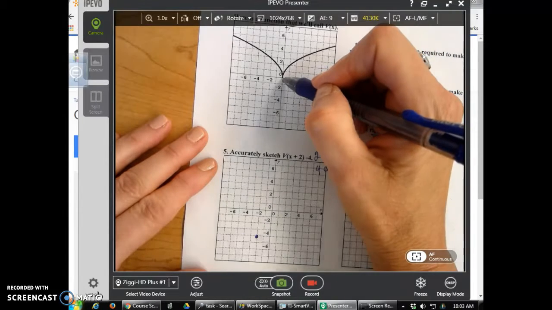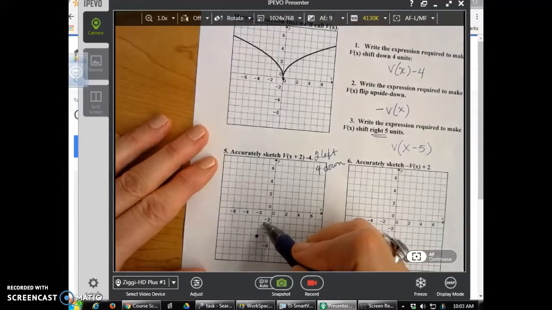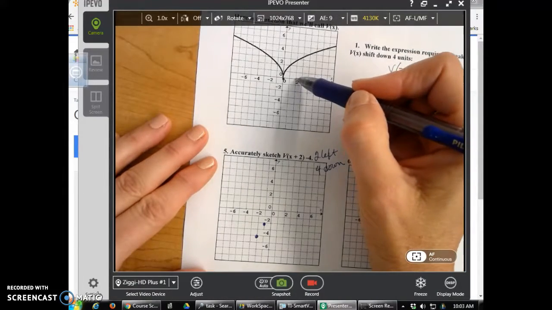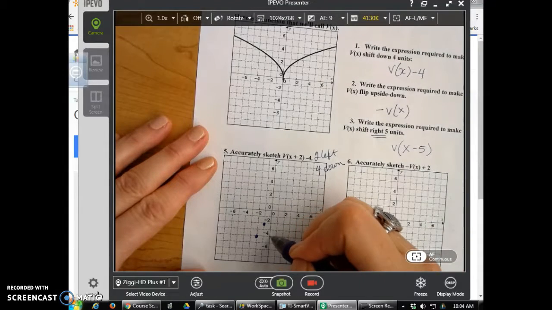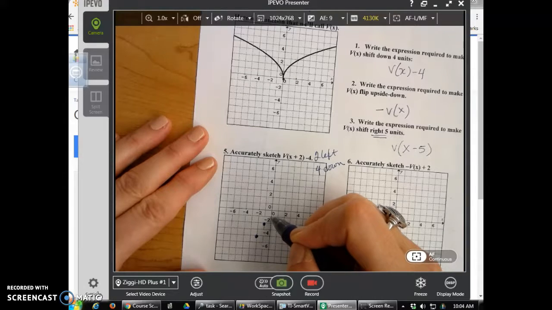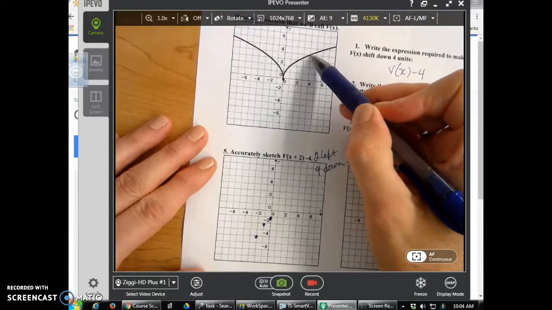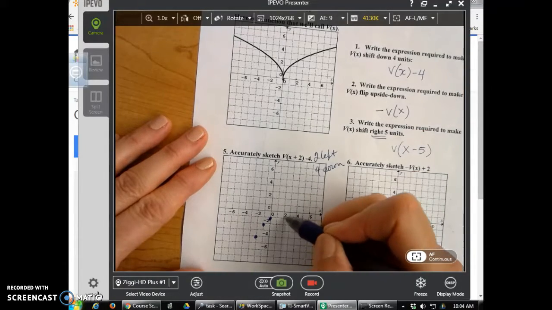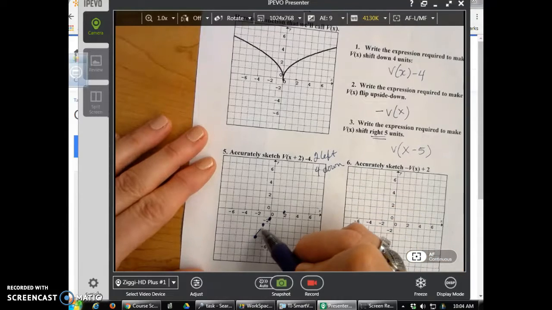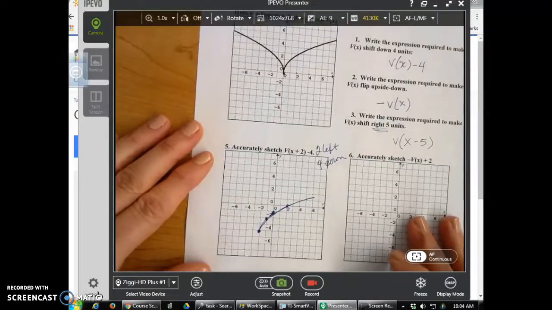So from the origin, 1 to the right is 2 up. 2 to the right is 3 up, so I have another point there. And then when I go 4 to the right, I go 4 up. So 4 to the right, 4 up puts me right there. And I'm ready to put that half of it in place. And it's just an approximation, so that's what that would look like roughly.